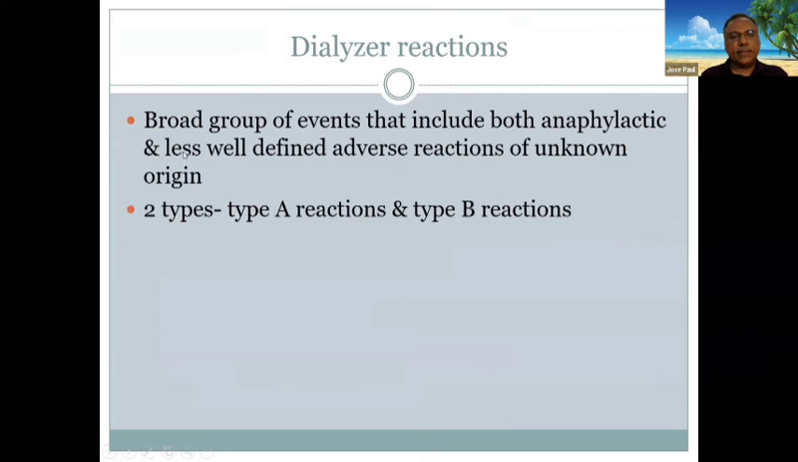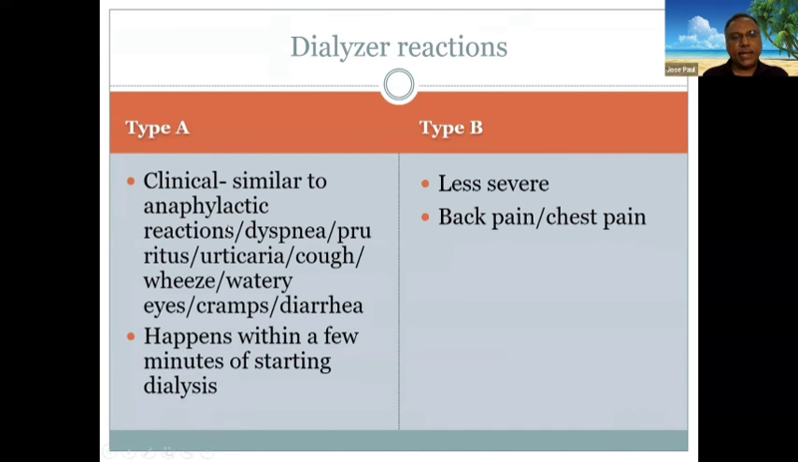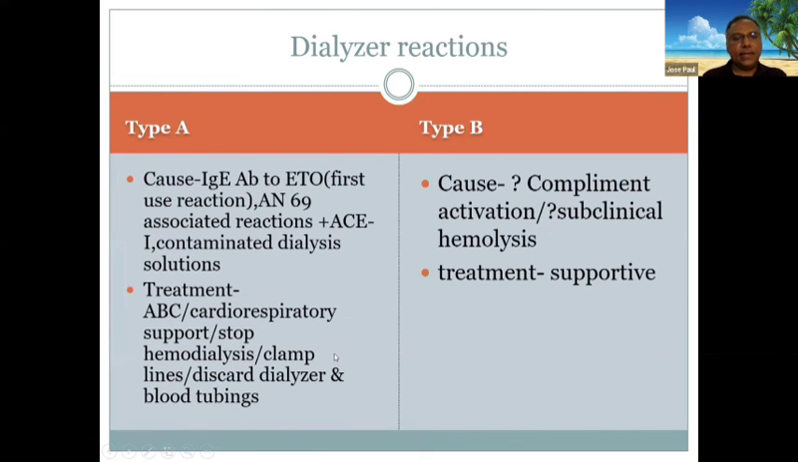Then dialyzer reactions. It is a broad group of events that include both anaphylactic and less well-defined adverse reactions of unknown origin. There are two types: type A reaction and type B reaction. Type A reaction is similar to an anaphylactic reaction. The patient will present with dyspnea, pruritus, urticaria, cough, wheeze, watery eyes, cramps, and diarrhea. The most important thing is that you should recognize it because it happens within a few minutes of starting dialysis. The cause is immune mediated, due to IgE antibody to ethylene oxide, and this is known as the first use reaction.